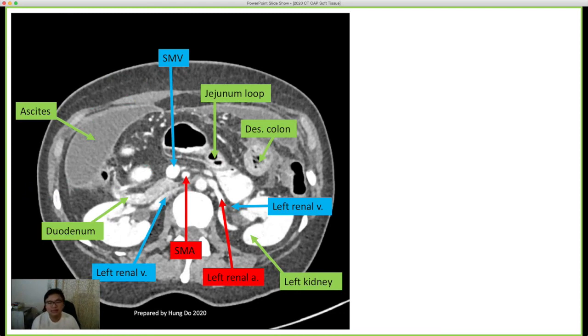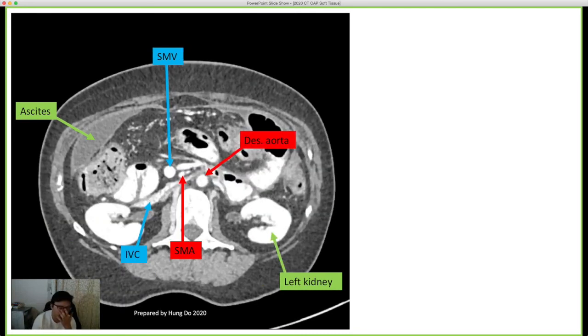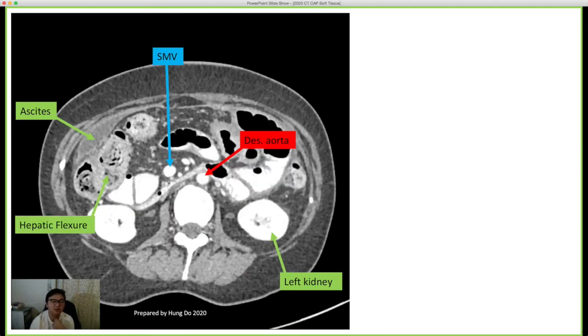You see your descending colon there, your duodenum loop. You can see your descending colon in this really strange appearance. It's because you're looking at it dead on like this rather than cutting it side on or something like that. SMA, you can see there, your duodenum, more ascites, etc. Nothing very interesting in this slice besides those we've mentioned before.